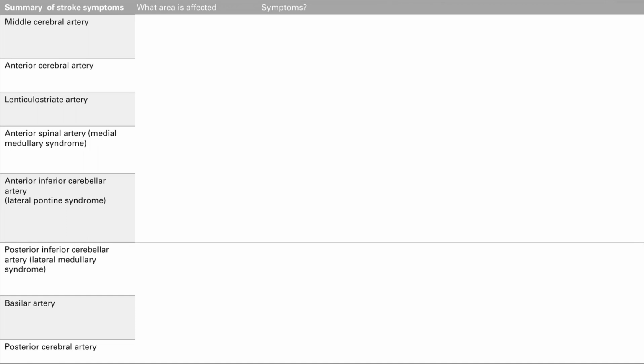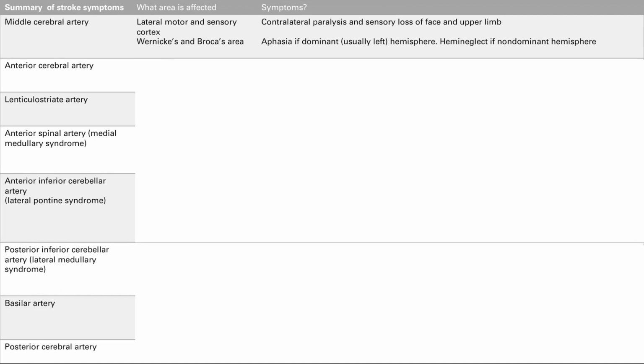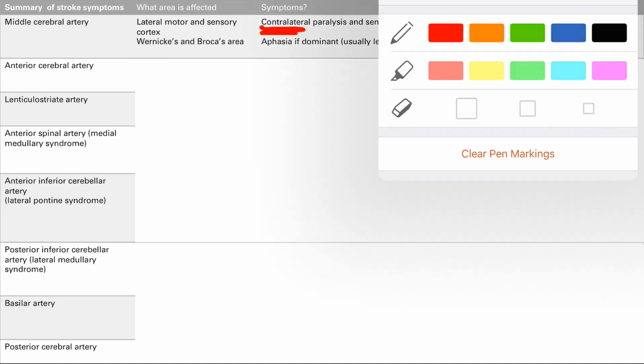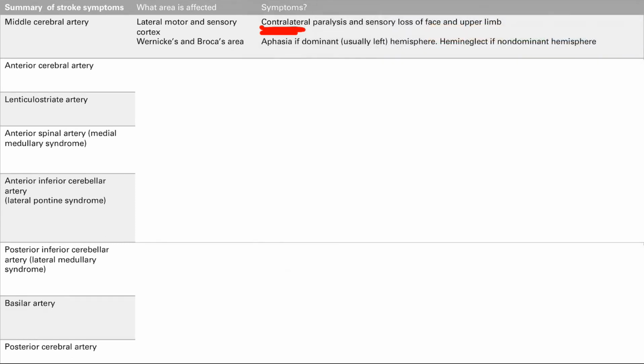So it's lateral, motor, and sensory cortex. And remember, the big speech centers that are lateral are the Wernicke's and the Broca's area. And so the symptoms you would experience would be contralateral paralysis, where it's contralateral. And then you can get paralysis and sensory loss of the face and the upper limb. Remember, if it's the dominant side of the brain, your dominant speech side of the brain, which is usually on the left, you're going to get aphasia because of knockout to your Wernicke's and Broca's area. And if it's non-dominant, you're going to get hemi-neglect.